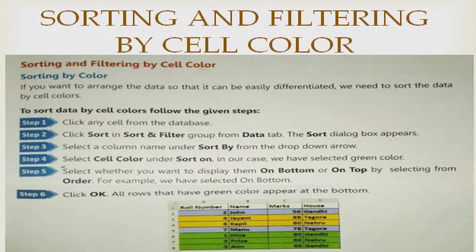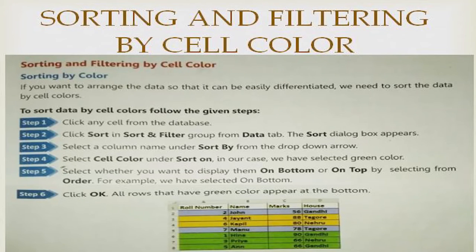Sorting and filtering by cell color. By the cell color also we can sort the cells. If you want to arrange the data so it can be easily differentiated, we need to sort the data by cell colors. To sort the data by cell colors, first we need to follow the given steps.